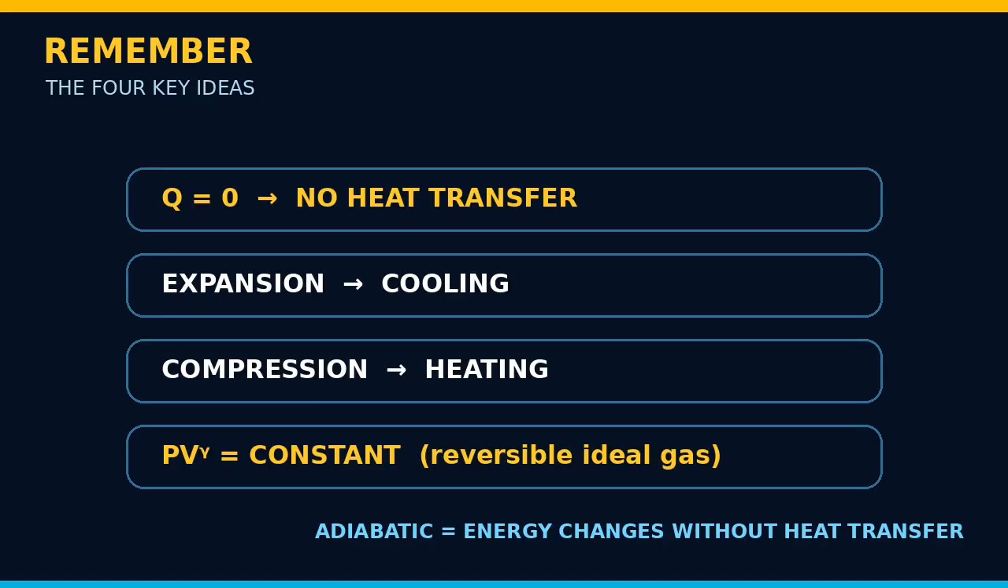To summarize, an adiabatic process has Q equal to 0. Expansion generally causes cooling while compression causes heating. For a reversible ideal gas, PV^γ is constant.